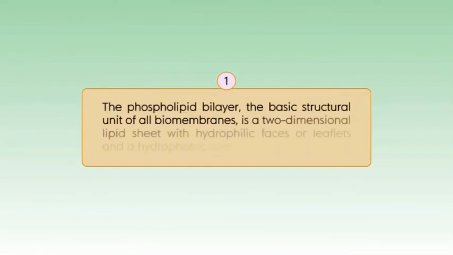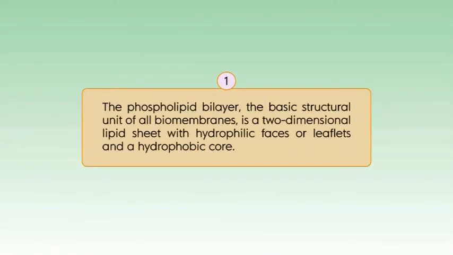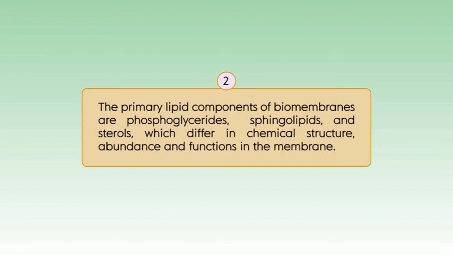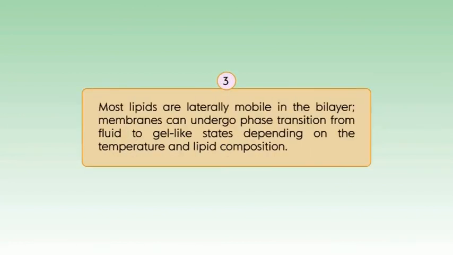So let's summarize the points that we have covered so far. Number 1, the phospholipid bilayer, the basic structural unit of all biomembranes, is a two-dimensional lipid sheet with hydrophilic faces or leaflets and a hydrophobic core. Secondly, the primary lipid components of biomembranes are phosphoglycerides, sphingolipids, and sterols, which differ in chemical structure, abundance, and functions in the membrane. Thirdly, most lipids are laterally mobile in the bilayer. Membranes can undergo phase transition from fluid to gel-like states depending on the temperature and lipid composition.